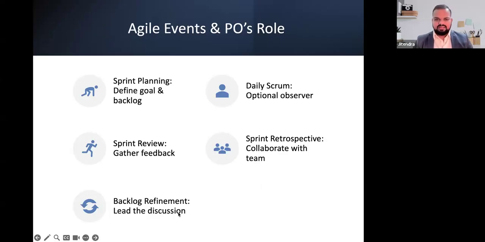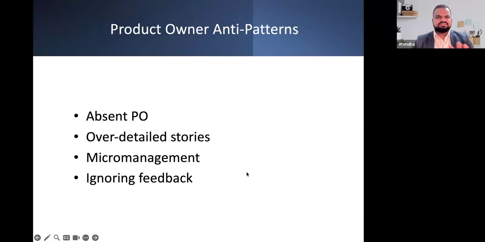And the critical event for you is backlog refinement, where you are going to lead the discussion, making sure that the team understands the requirement, because you are the one who has ownership of the product and of the requirement you have written, and you need to make sure that they really understand it. Okay. So this is about the roles. Now, some anti-patterns. Anti-patterns are what you should be doing as a PO, but you're not doing.